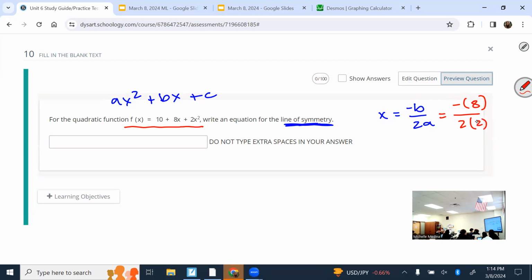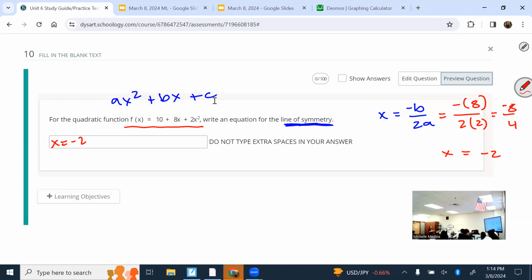All right. And then we'll simplify this. This becomes a negative 8. What's 2 times 2? What's negative 8 divided by 4? And for it to be an equation, it has to say x equals negative 2. Do not put any extra spaces in your answer or it'll mark it wrong. It's not a coordinate. It's an equation for the line of symmetry.